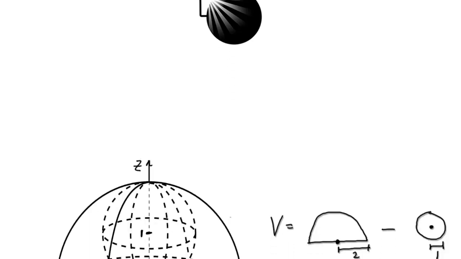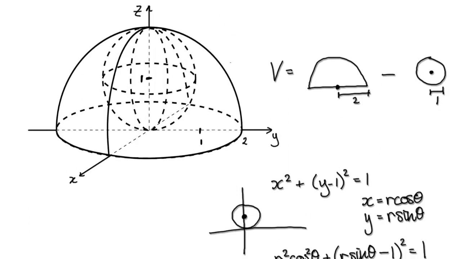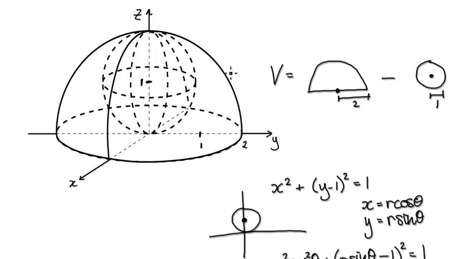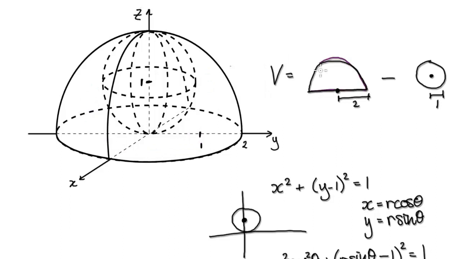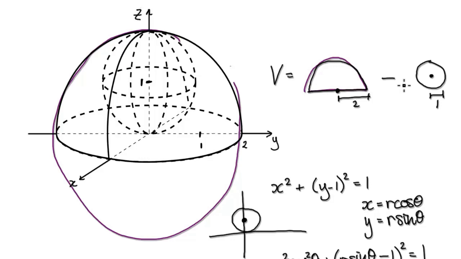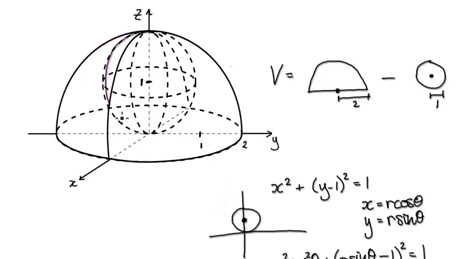In this video, we're going to use a triple integral in spherical coordinates to work out this volume here, V. So V is really half of this big sphere, take away the volume of the small sphere. The small sphere has a radius of 1. The big sphere has a radius of 2. So our job is to work out V.